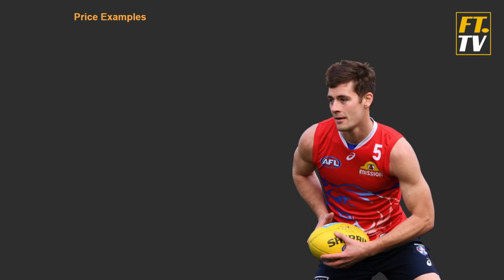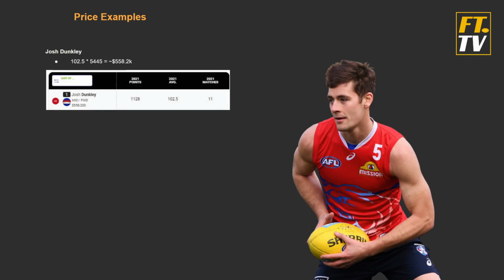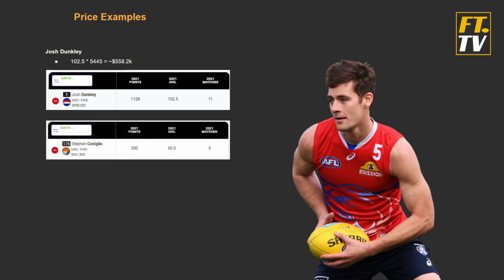Price has a direct relationship to scoring as it's based off last year's score. So for Dunkley, in 2022, his price is 102.5 times the magic number, which is 5,445, or roughly that this year, which gets you to approximately his price. And this is obviously rounded up and down to the nearest $100, I don't do the $1 places and all that type of stuff.